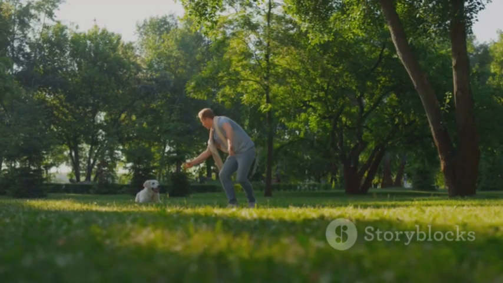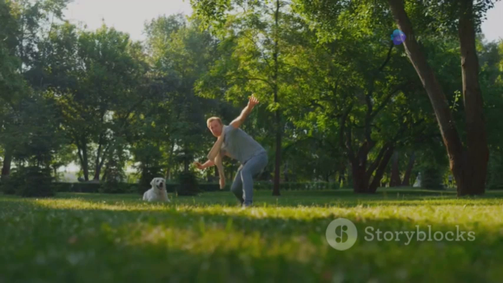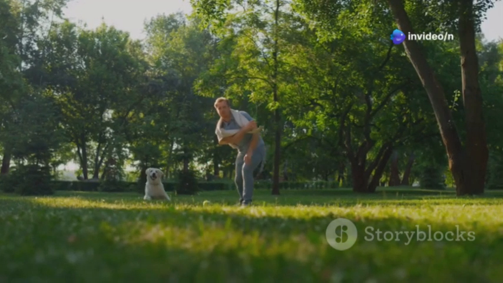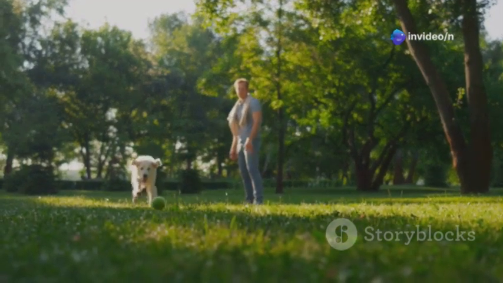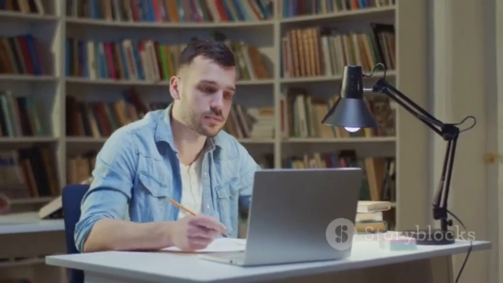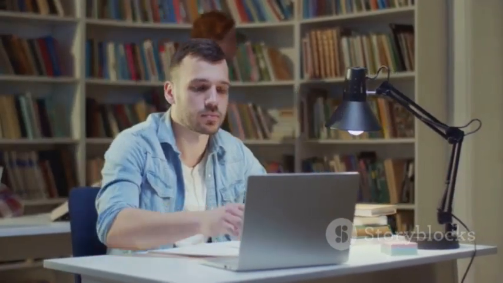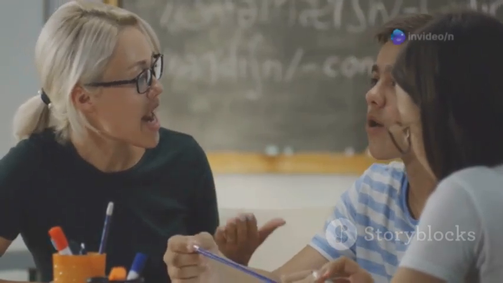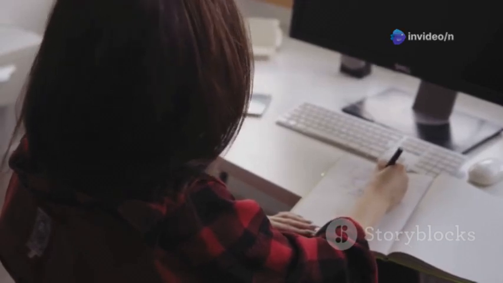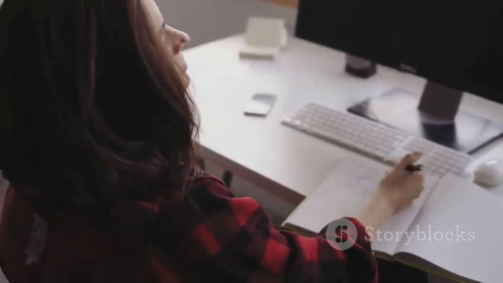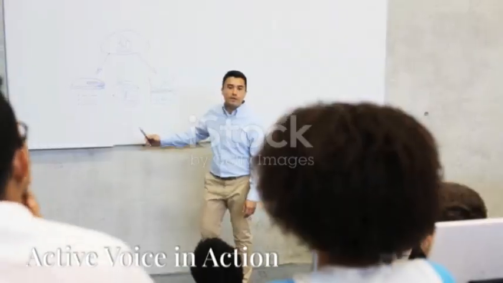For instance, "The dog chased the ball" is an active voice sentence because the subject, the dog, performs the action, chased, on the object, the ball. Active voice is generally preferred in writing as it is direct, concise, and vigorous. It clearly shows who is performing the action, making your sentences more impactful and engaging. By mastering the active voice, you can enhance the clarity and directness of your writing, effectively conveying your message to the reader.